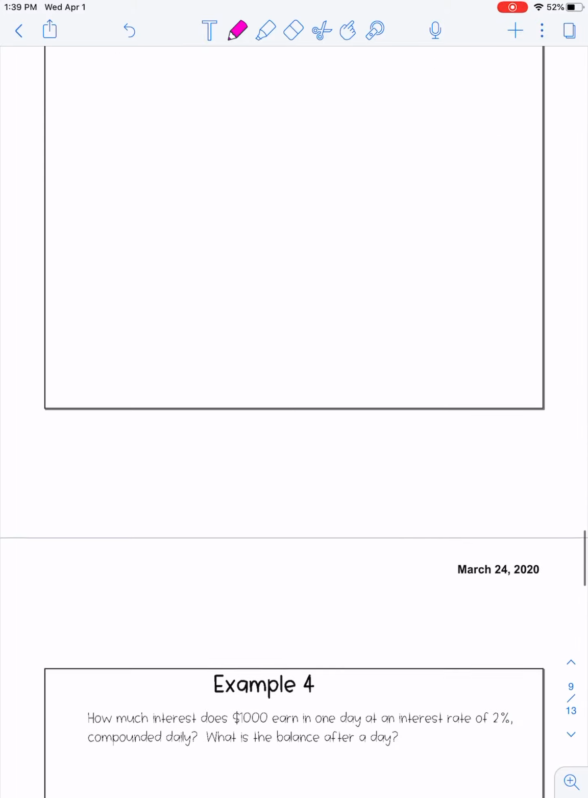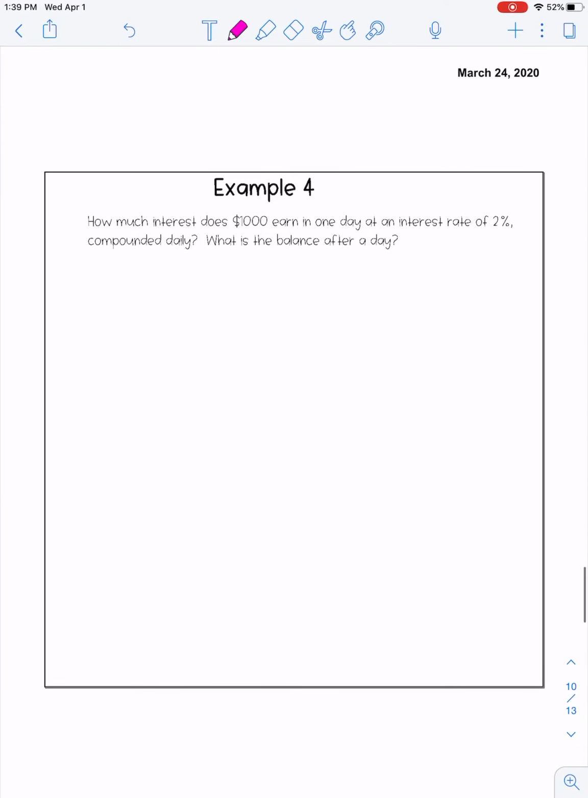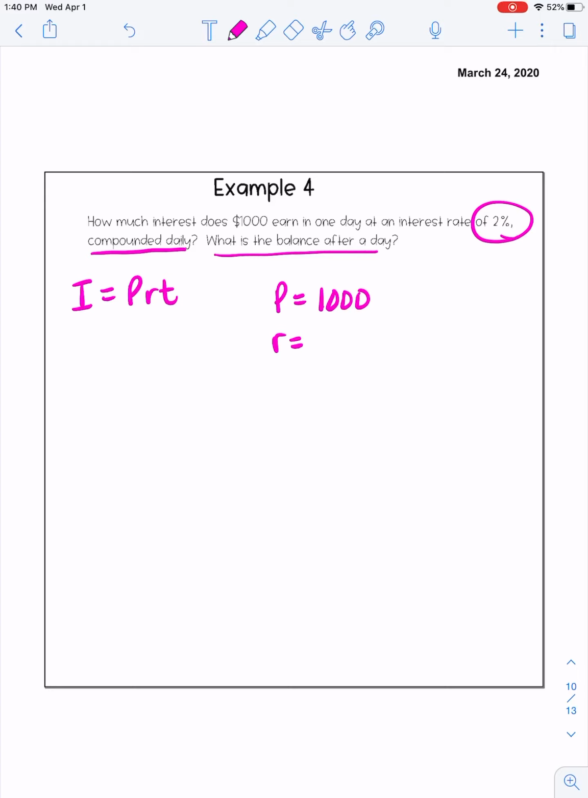All right, moving on to example 4. So now this problem is similar, except it's compounded daily, and I'm asking for the balance again. So still using my I equals PRT, and in my problem, P is still 1,000. My R, I have to convert 0.02 to a decimal. But T, we need to change. We need to think about it as being compounded daily. So if it's only for a day, there's 1 day out of 365 in a year. So that is what I have to use for time.